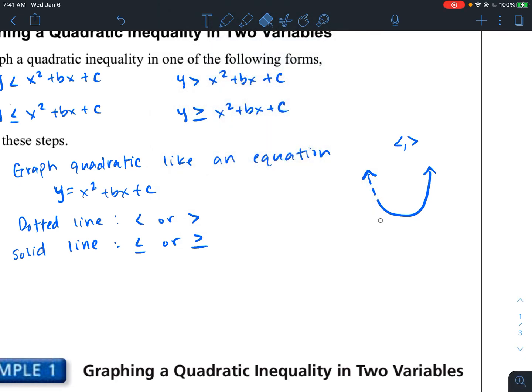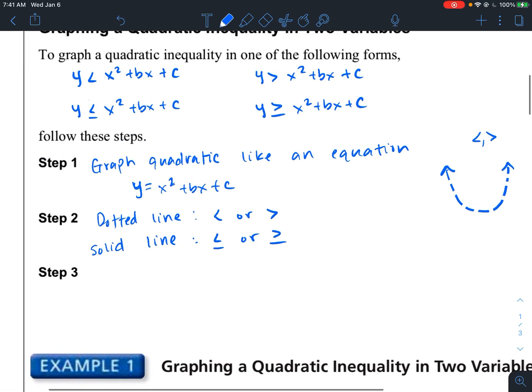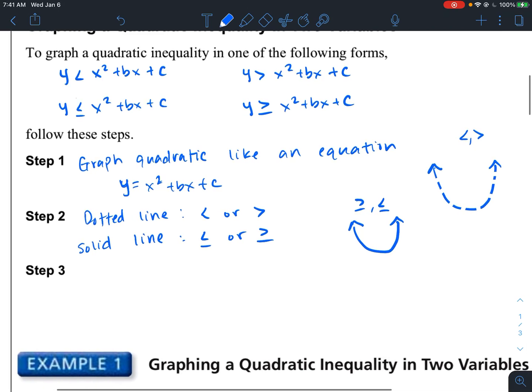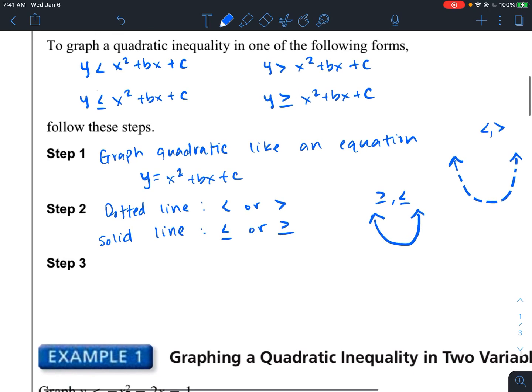So just go ahead and you would do something like this. You can draw it dashed or you can draw it dotted. Now, if it's greater than or equal to, or less than or equal to, if it has an equal sign with it, then you just draw it as it normally is. You keep it as a solid line. So that's step 2. And step 3 is to test a region. Test the region and shade accordingly.